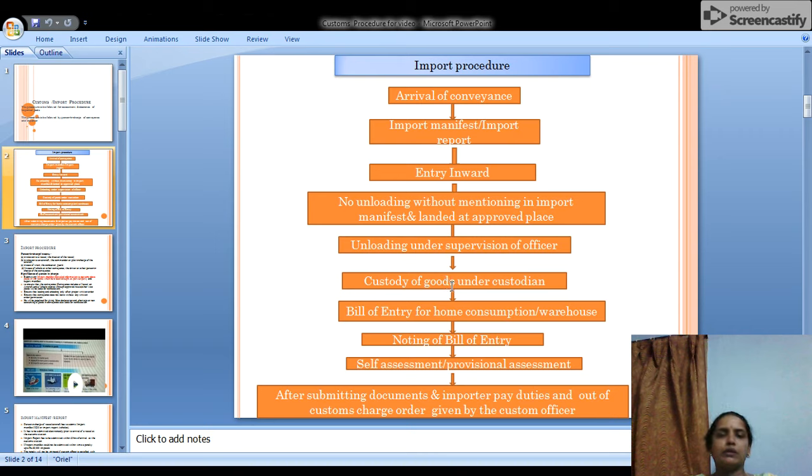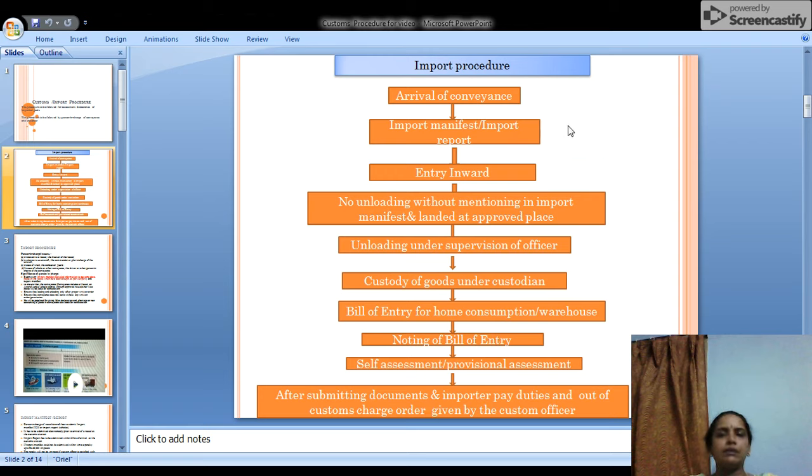Under the custodian. The next step is that the importer has to submit the bill of entry for home consumption or warehouse. After submitting the bill of entry, noting of the bill of entry will be done. Noting means they will compare the invoice with the import manifest, and only then will noting take place. After noting of the bill of entry, self-assessment or provisional assessment will be done by the importer. After this assessment and submitting all the documents, the importer pays the duties and the out of charge order will be given by the customs officer, so that clearance takes place.